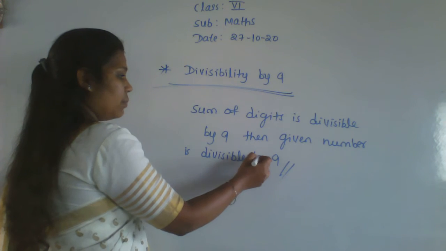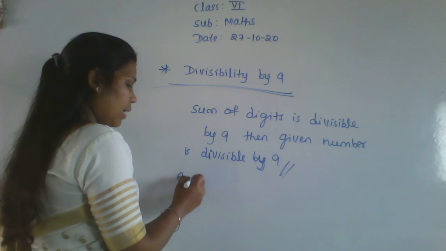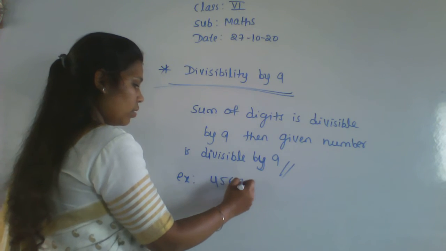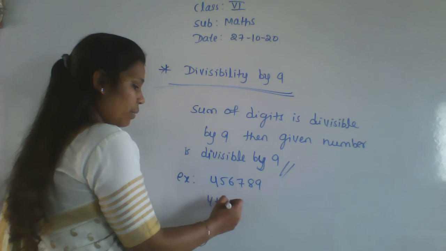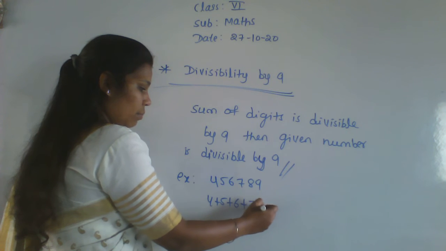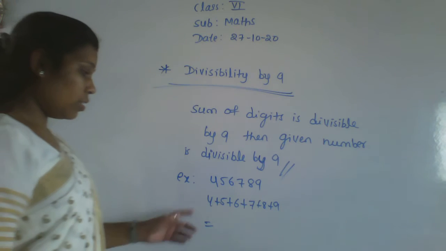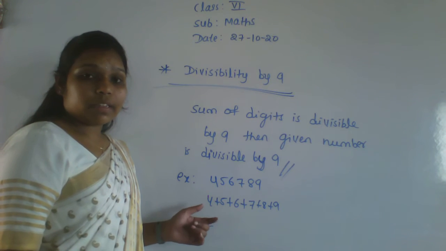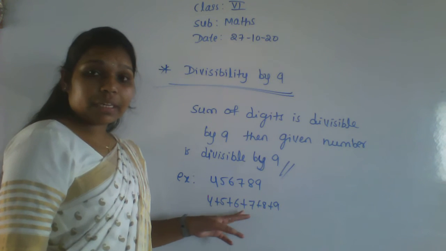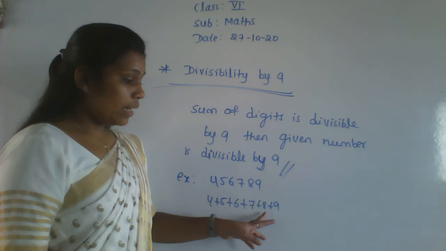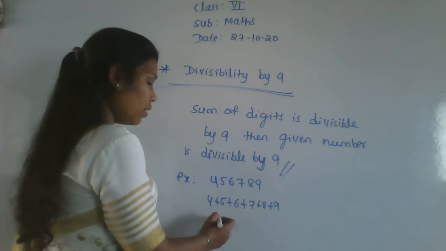See here, divisibility by 9 means, I'll give an example. Sum of the digits you can take: 4, 5, 6, 7, 8, 9. Okay, do the sum. 4 plus 5 is 9. 9 plus 6 is 15. 15 plus 7 is 22. 22 plus 8 is 30. 30 plus 9 is 39.